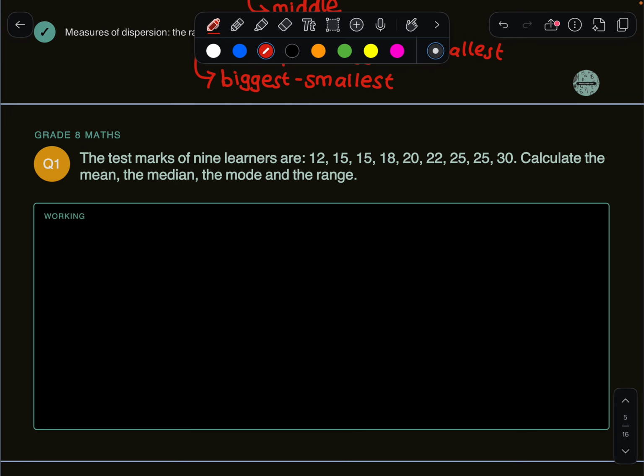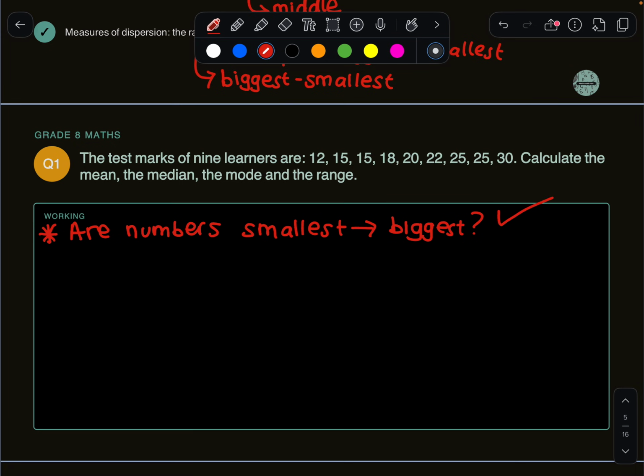Your first step in this kind of question is to make sure all the numbers are written from smallest to biggest. You have to check that first. In this case, they have done this for us, so yes, they are written from smallest to biggest. Then let's get into it. The mean is the working out one. We have to add up all the numbers and divide it by how many numbers there are.